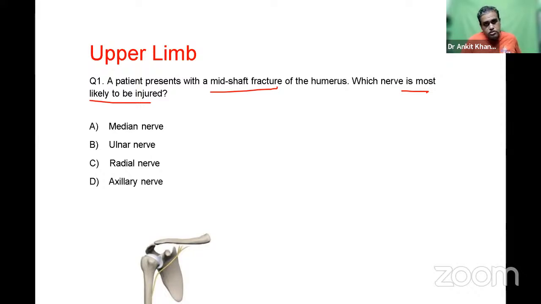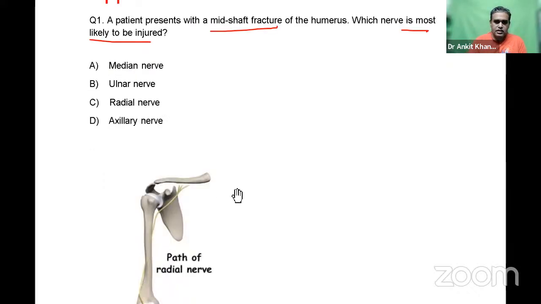Yeah. So coming back to the question, a patient presents with a mid-shaft fracture of the humerus. Which nerve is most likely to be injured? Median nerve, ulnar nerve, radial nerve, or axillary nerve. So these are the four options. Which nerve is related to the mid shaft of the humerus over here?